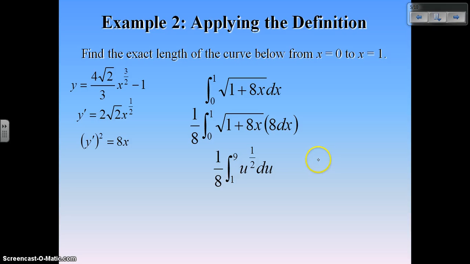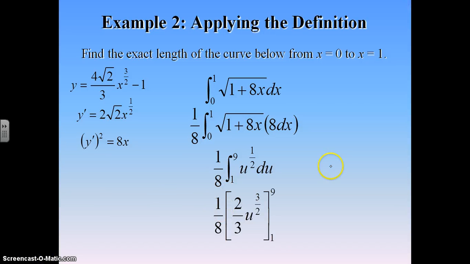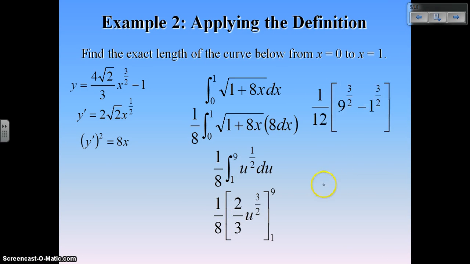The antiderivative of u to the 1/2 is 2/3 u to the 3/2. Don't forget we have the 1/8 out there still. And we can take that 2/3 and the 1/8 and make it 1/12. And plug in our 9 and our 1. 9 to the 3/2 minus 1 to the 3/2. It comes out to be 27 minus 1, which is 26 over 12, which reduces to 13 over 6. So 13 over 6 units.